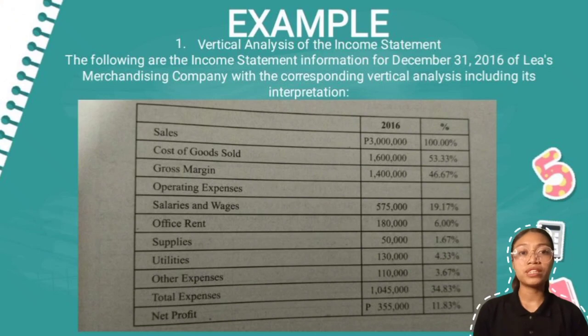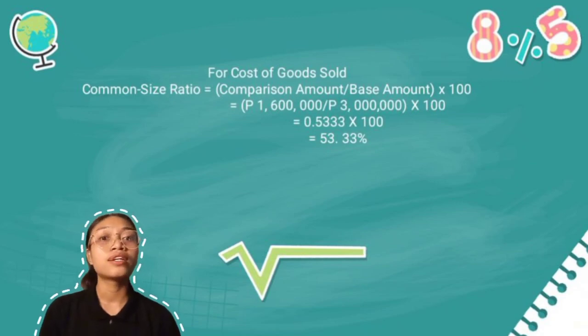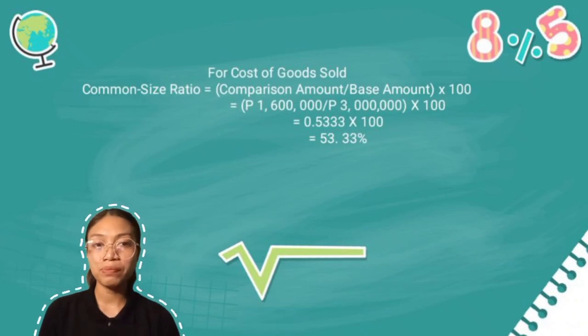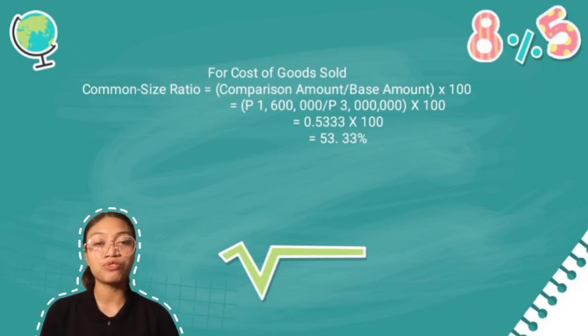Your sales will be the base amount, which is the 3 million, and your cost of goods sold followed by gross margin, salaries, wages, office rent, and so on will be your comparison amount. So let's try to compute for cost of goods sold using the formula: common size ratio equals cost of goods sold, which is the comparison amount, 1,600,000 divided by sales, which is the base amount, 3 million times 100%. So 1,600,000 divided by 3 million is equal to 0.5333 times 100% is equal to 53.33%, and that will be your common size ratio.